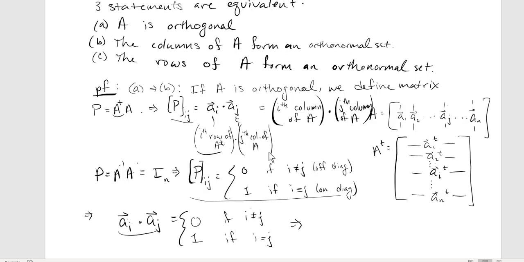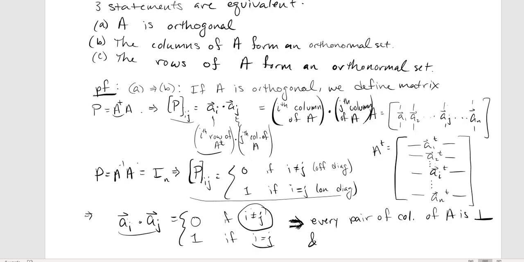But notice what this is saying. If I dot any of these columns with any other column, something in a different column position, I get 0. Meaning every pairwise dot product of these vectors is 0. Meaning every pair of columns in A is orthogonal. I'll just use that symbol for orthogonal.